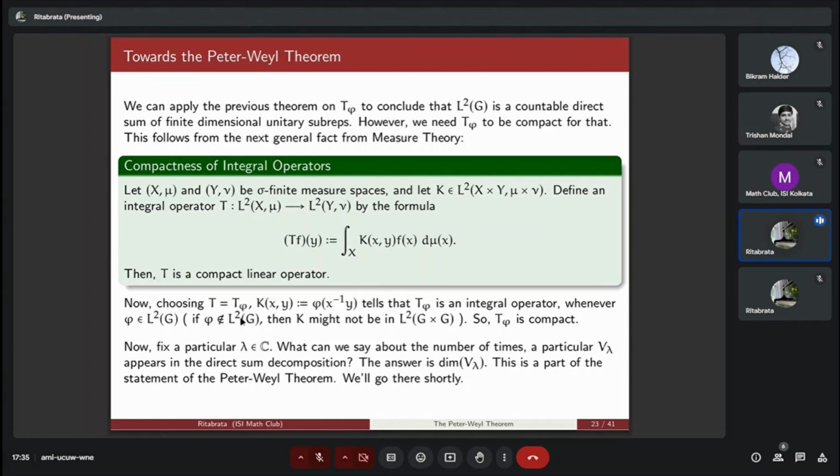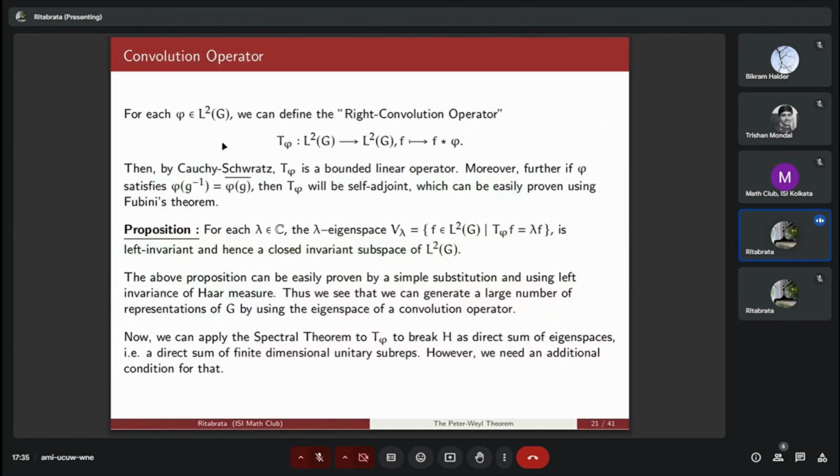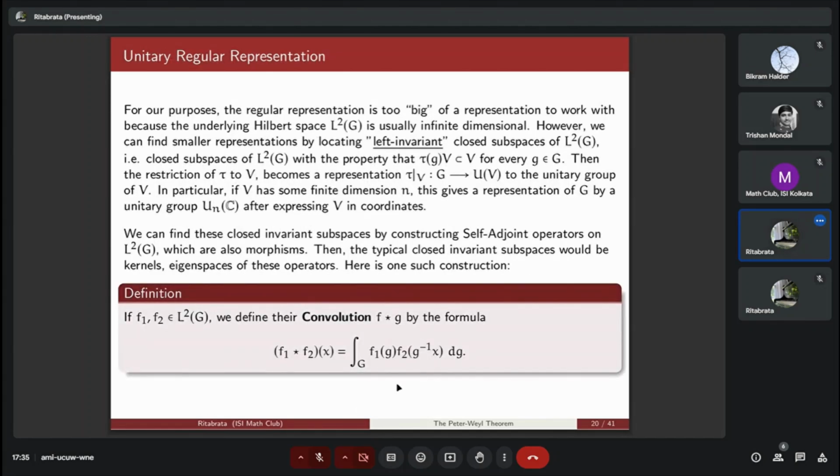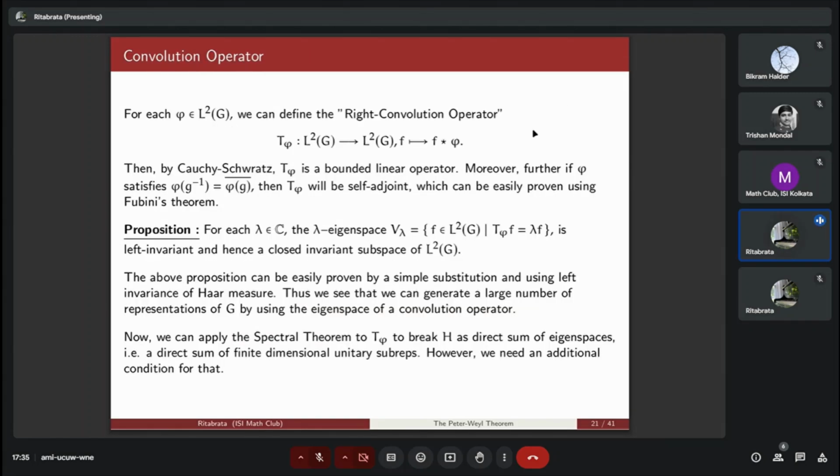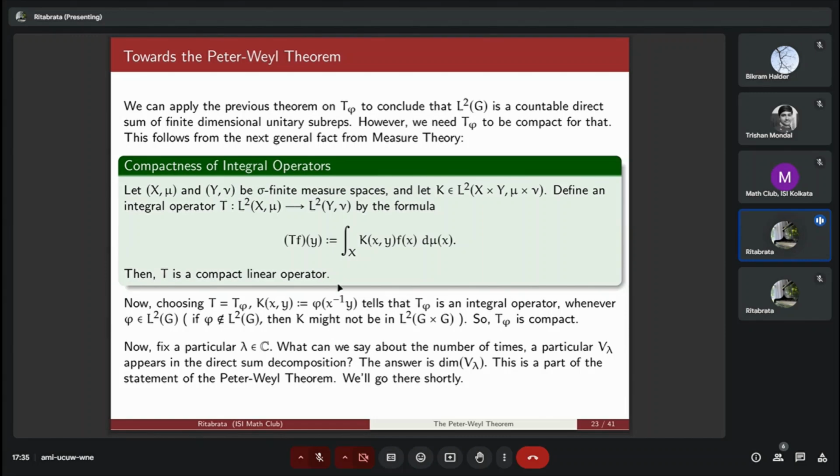Here in the previous slide where we defined phi, we needed phi to be in L2(G). Why did we need phi to be in L2(G)? We needed T phi to be bounded. That is, we needed to apply the Cauchy-Schwarz inequality. Phi being square integrable was necessary to show that T phi is bounded, and also to show that T phi is compact. Otherwise, if phi is not square integrable, this K might not be square integrable in the product group G cross G.